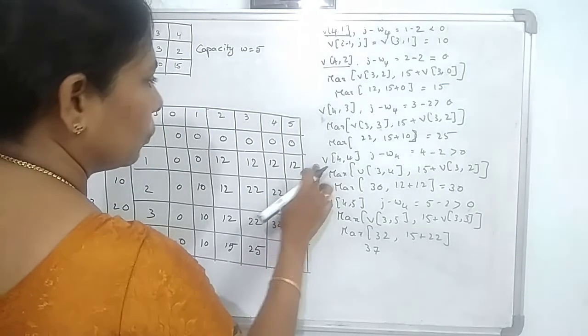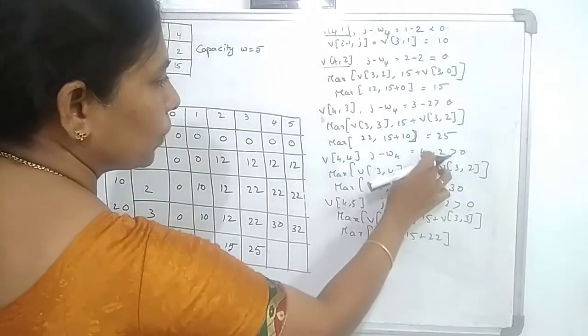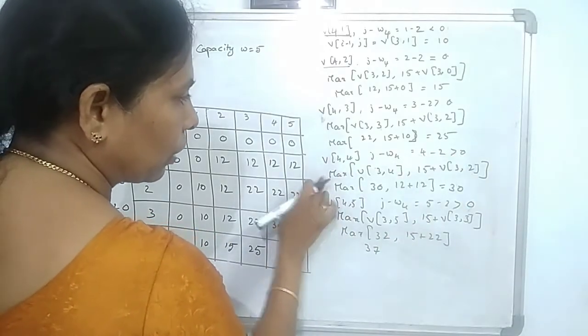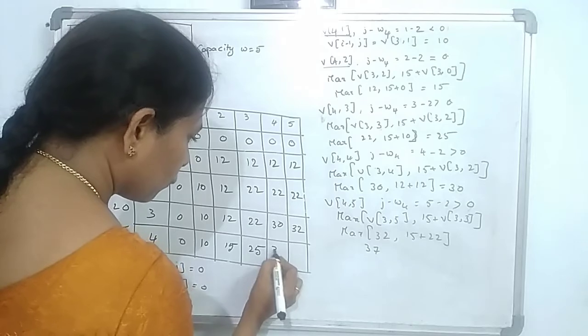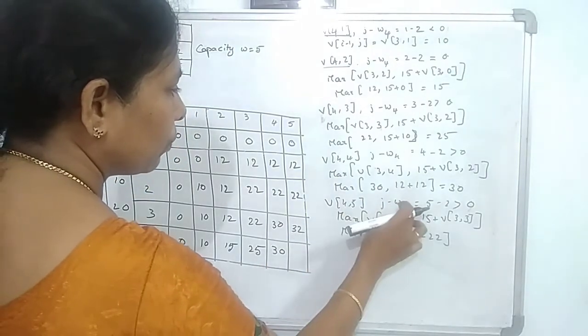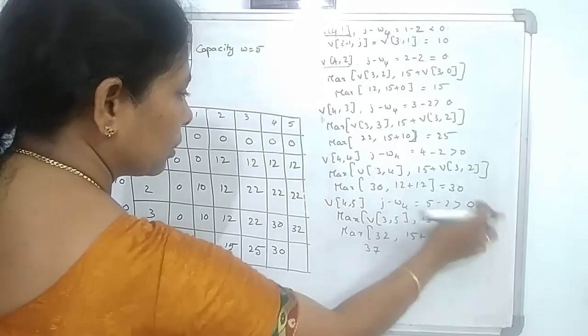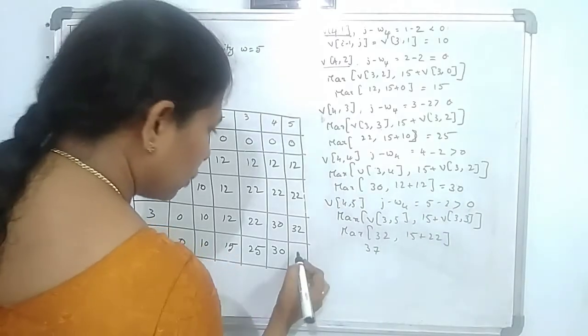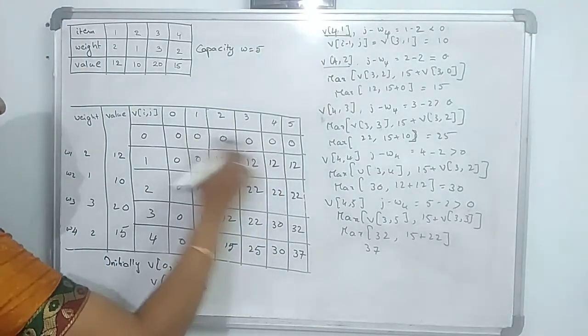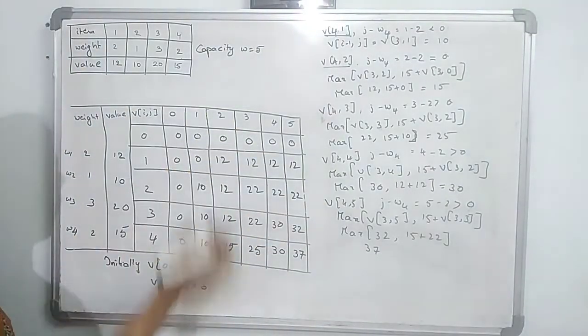V(4,4): j minus w4, 4 minus 2, 2 is greater than 0. So you can apply the equation and calculate the value. That value is 30. And V(4,5): j minus w4, 5 minus 2, 3 is greater than 0. You can apply the equation and calculate the value 37. So these are the values you can fill in the table.